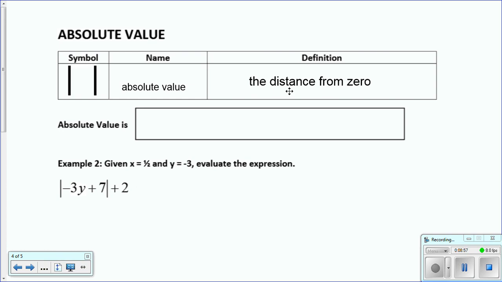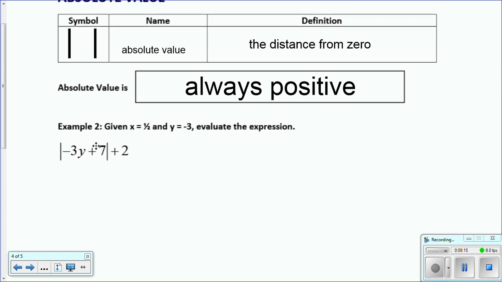So, for example, -4 is 4 spaces away from 0. Yes, it is below 0, but we don't care where it is, just how many spaces from 0 it is. So that's why the absolute value is always positive, because we're talking about distance, which is always positive. So here, we have another evaluating the expression. We're just plugging and chugging, aka substituting.